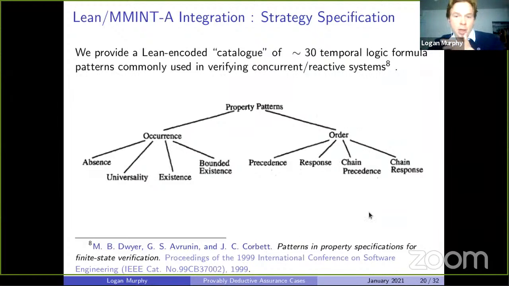What we ended up going with for transition systems is a Lean-encoded catalog of about 30 temporal logic formula patterns that are commonly used in concurrent and reactive systems. This is based on a paper from 1999. These guys have a website about this project. It's really interesting if anyone's interested in temporal logic properties. Basically you have a range of different property patterns that encompass a wide array of possible use cases in temporal logic for finite state verification. And so we thought supporting this scheme would be enough to significantly facilitate the strategy specification process.